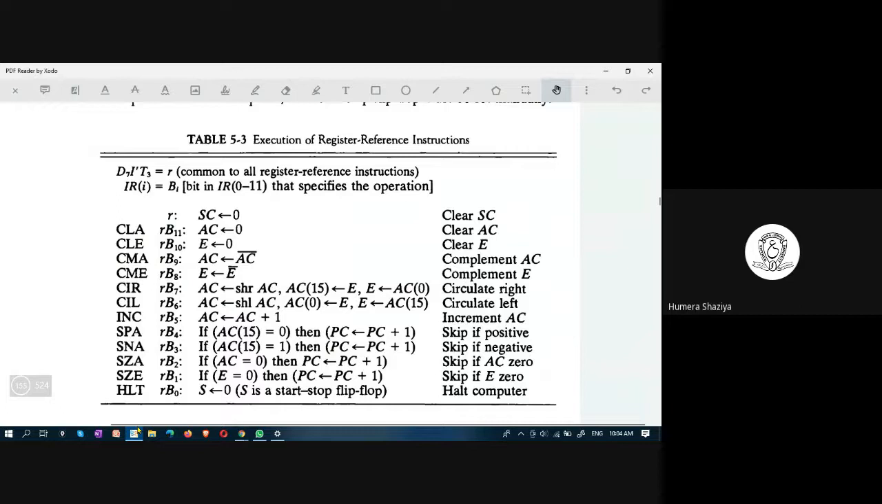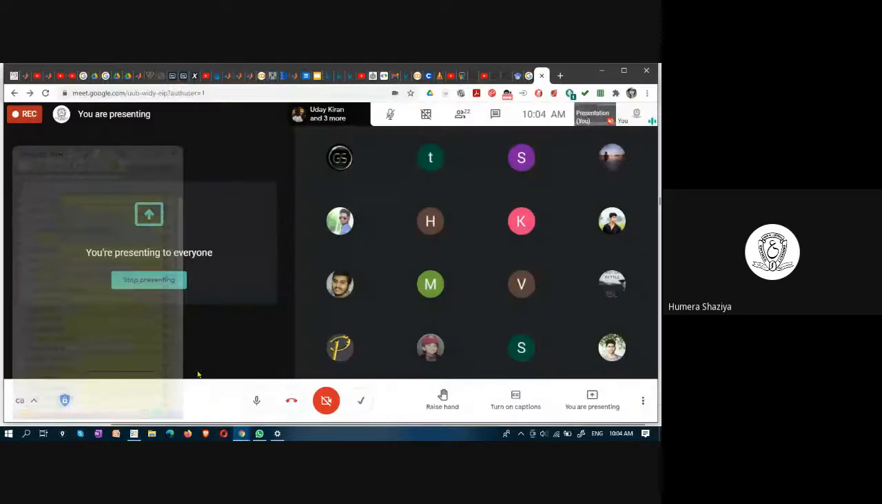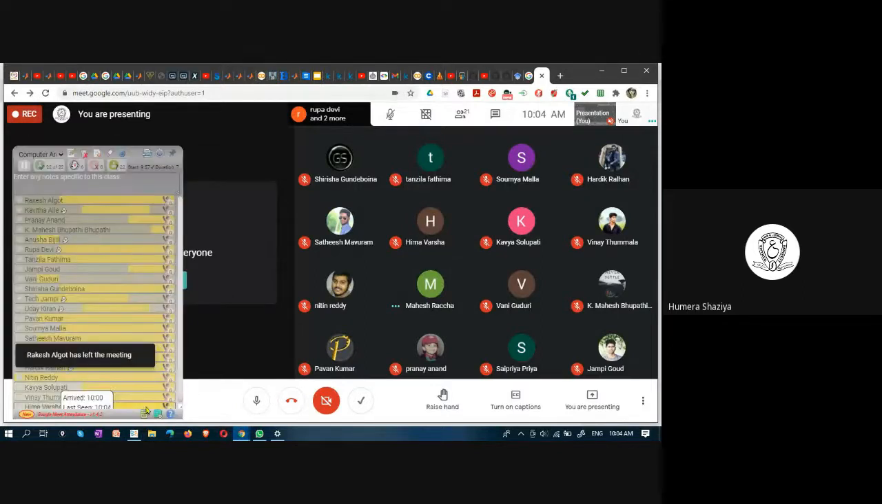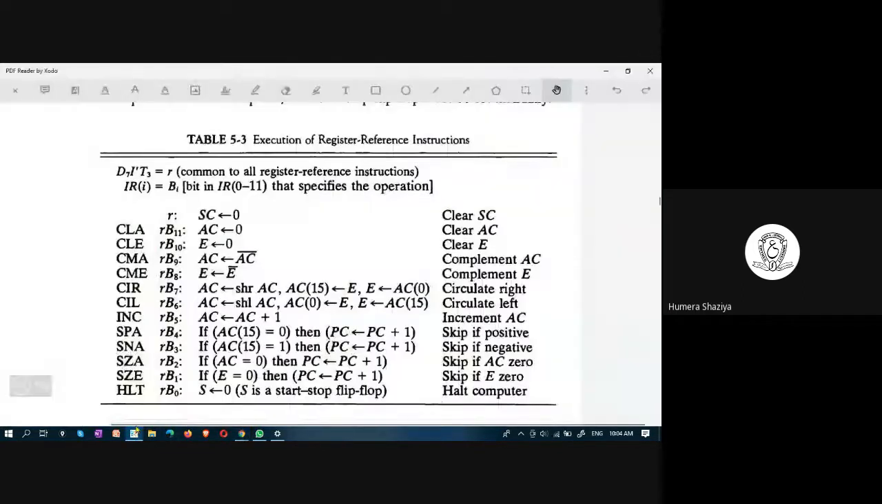Can anyone tell me what is SNA? Skip if the accumulator value is negative. As well as that, there is one for positive. Look here, there is SPA: skip if positive.